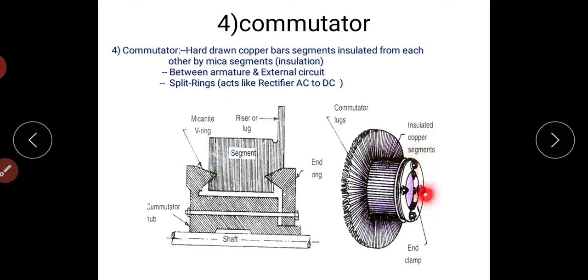The commutator also converts the AC supply into DC supply. Initially, in the conductors, an AC supply is generated, but in a DC generator the output must be DC supply. By connecting the commutator, we can convert the generated AC supply into DC supply. So the purpose of the commutator is to provide the connection between the armature and external circuits, and also to convert the AC supply into DC supply. It is also called a split ring, and also a mechanical rectifier. It is made up of copper.